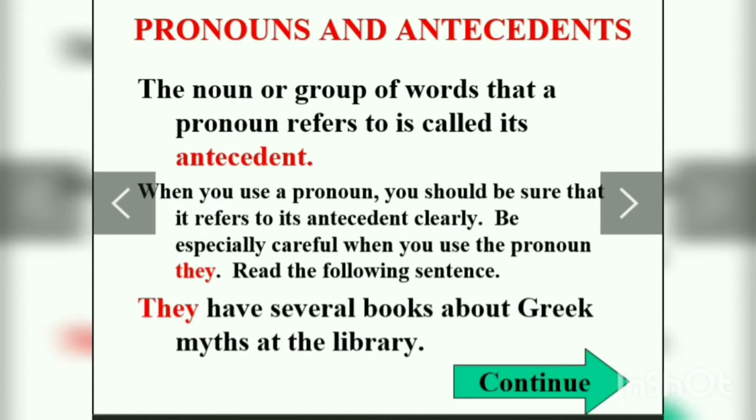Pronouns and antecedents. The noun or group of words that a pronoun refers to is called its antecedent. When you use a pronoun, you should be sure that it refers to its antecedent clearly. Be especially careful when you use the pronoun they. They have several books about Greek myths at the library.